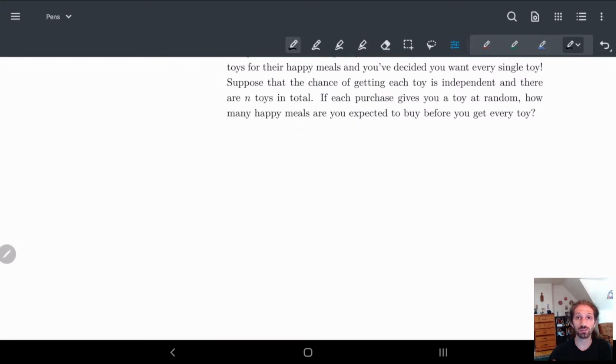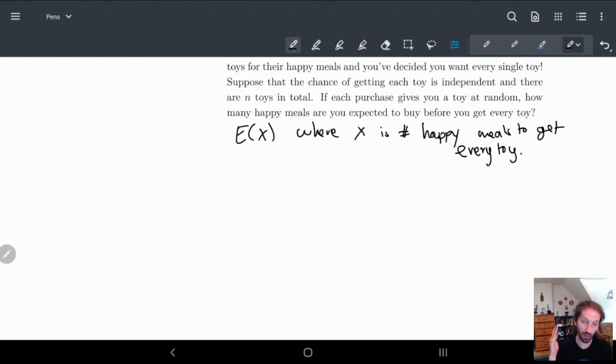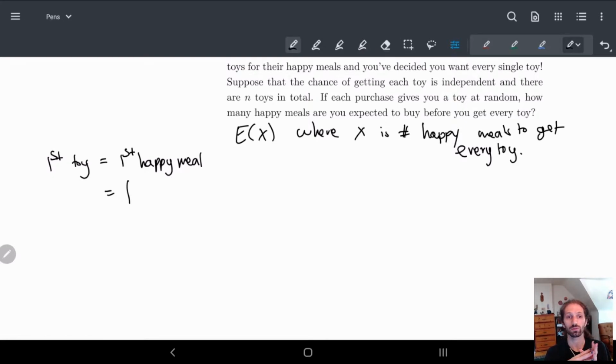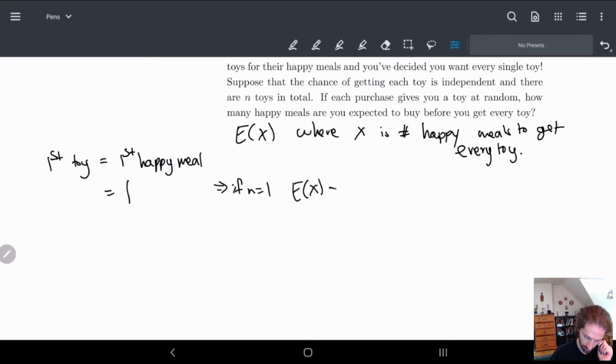Alright, so first let's break this down, right? The first Happy Meal I get, I'm guaranteed to get a new toy, right? There's a 100% chance I will get this first toy. So first toy equals first Happy Meal, and the probability of that is 1. So this is just 1. Okay, cool. So the expected value of getting one toy, this implies if n equals 1, the expected value of X is equal to 1.